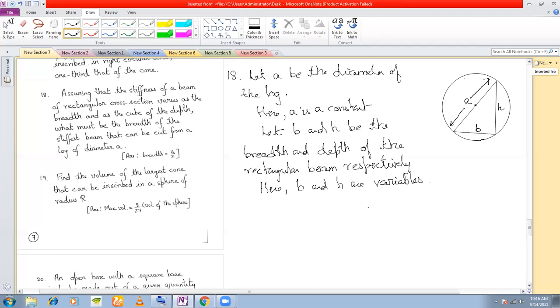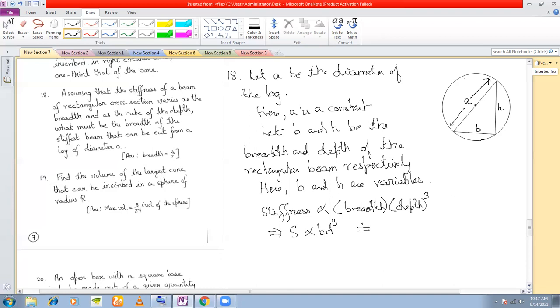Yes. Fine. So now what you see is that the stiffness of the beam of rectangular cross section varies as the breadth and the cube of the depth. So stiffness varies as breadth and cube of the depth. That means the stiffness, let's call it S, varies as B into D cube.